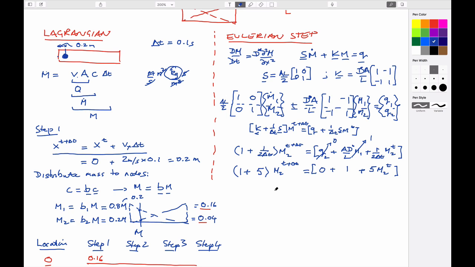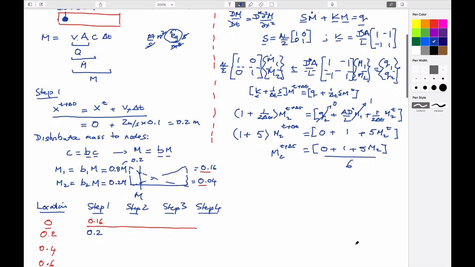And so in other words, we can always calculate the revised magnitude of this nodal mass at time t plus delta t by just dividing through by 6, which is equal to this recurrence relationship, which is going to be 0 plus 1 plus 5 times m2 from the previous time step, all divided by 6. So we're getting there, don't worry.